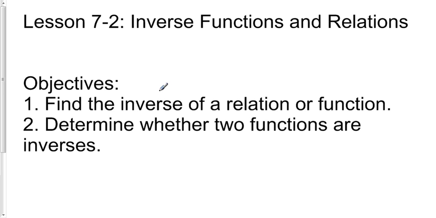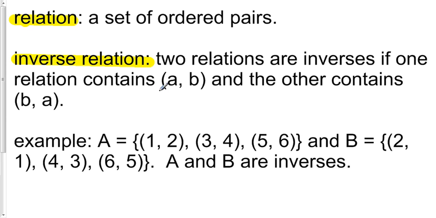7-2, inverse functions and relations. A relation is a set of ordered pairs. An inverse relation is two relations where the x and the y values in the ordered pairs are switched. For example, if one relation has the point (a, b), then the inverse relation has the point (b, a).